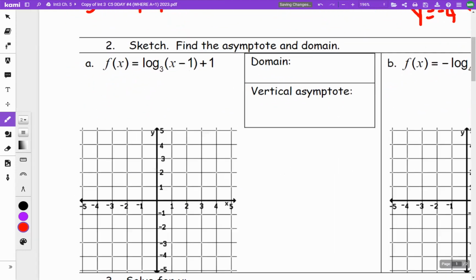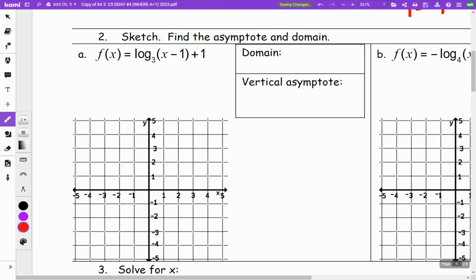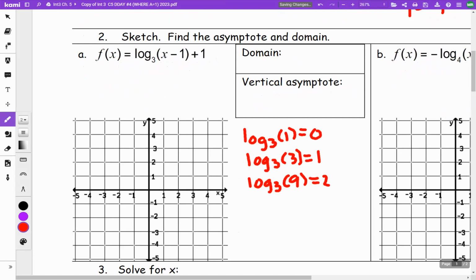So in number 2A, I am looking at log base 3. So again, I'm always thinking log base 3 of 1, log base 3 of 3, log base 3 of 9, which is 0, 1, 2. So my locator point is going to be 1, 1. So I'm going to go to 1, 1, which is right there. I am going to have a vertical asymptote through this.